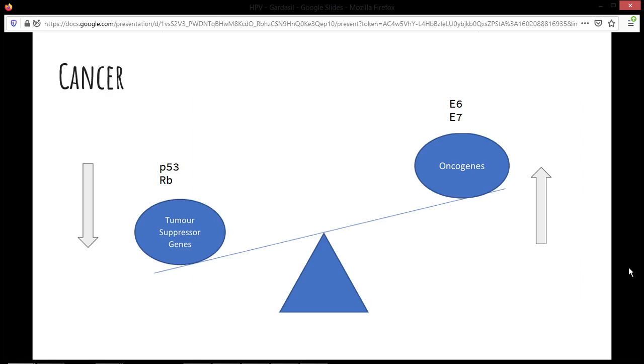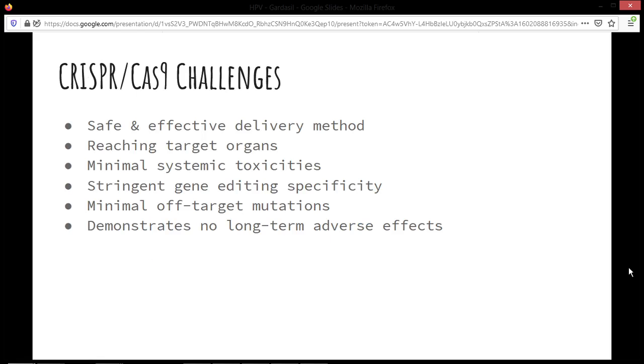We know cancer is a product of unregulated oncogene and tumor suppressor gene activity, and the biggest challenge with designing a genetic cure is knowing which of these genes to target. So cervical cancer was chosen, as they knew tumorigenesis was driven by ongoing expression of HPV's E6 and E7 proteins, which modify p53 and retinoblastoma activities. Challenges to be considered with CRISPR-Cas9 include ensuring safety and efficacy, and being able to reach target organs with minimal systemic toxicities. Also required are stringent on-target gene specificity and no long-term adverse effects.